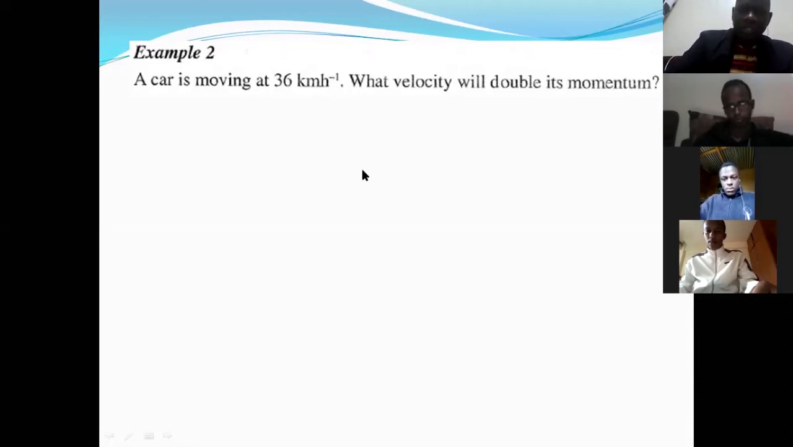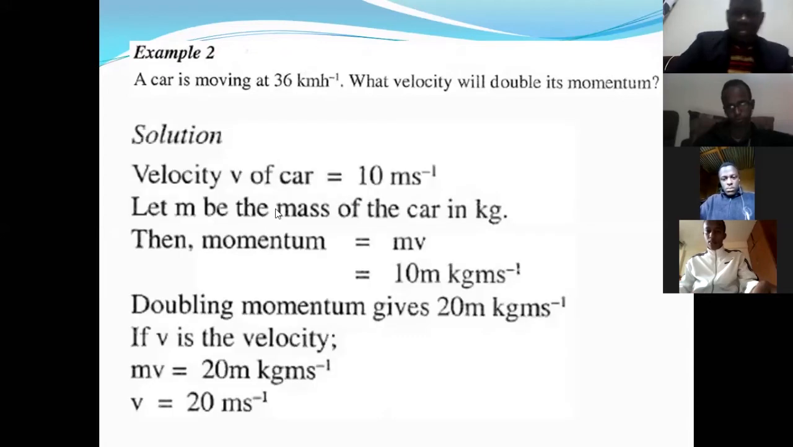So look at this working. Velocity v of the car, the initial velocity. So we are converting that 6 kilometers per hour to meters per second. And then let the mass of the car be in kilograms. Then momentum is mass times velocity. So here, this will be 10m kilogram meters per second. That will be the initial momentum. We don't know the mass. Let the mass be m.